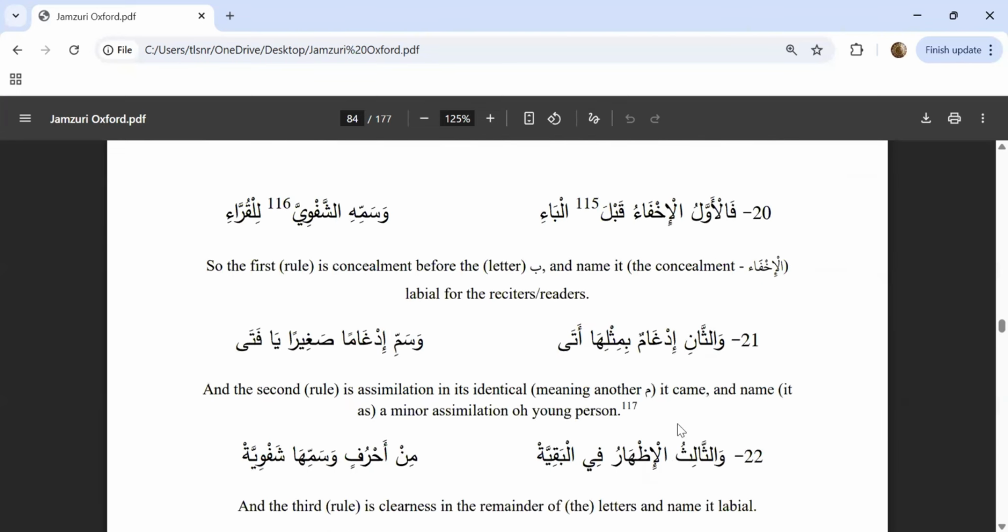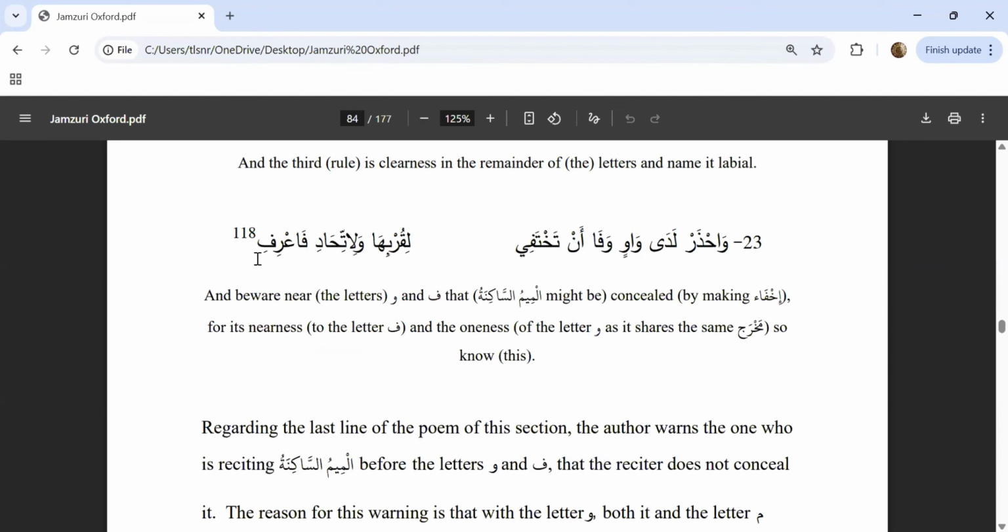Okay, and if we go into line 20, he will tell us the first rule. So he says, فالأول الإخفاء قبل الباء وسميه الشفوية للقراء. So the first hukm is al-ikhfa, concealment. When? قبل الباء, before the letter ba. And then he gives us again a command verb, وسميه الشفوية, and name it, the concealment, labial, للقراء, for the reciters or the readers.